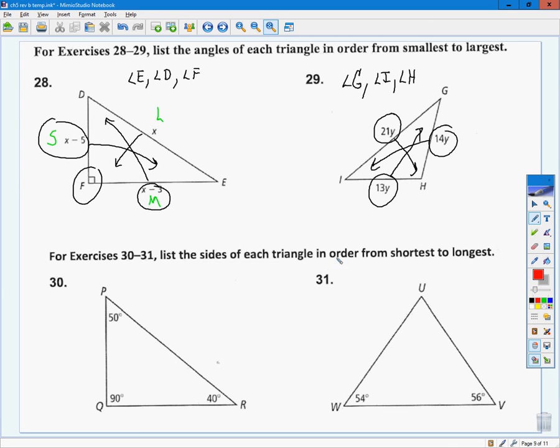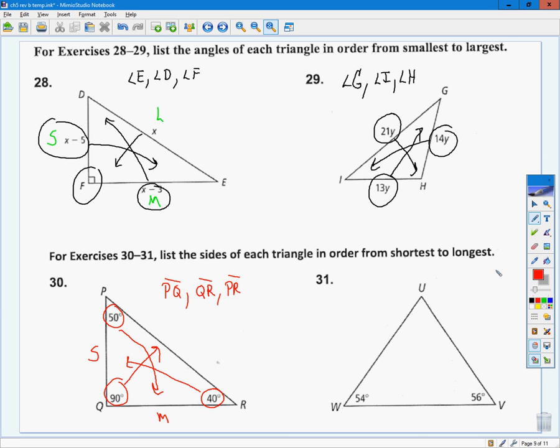This is kind of the reverse of what we did up here. Here they're asking me to list the sides in order from shortest to longest. The shortest side is going to be across from the smallest angle. This will be the shortest because 40 is less than any of the other angles. 50 is next in line, so this would be in the middle. And this would be the largest. So the smallest side, segment PQ. The middle size, segment QR. And the largest, segment PR.